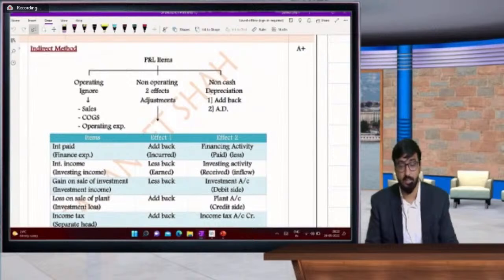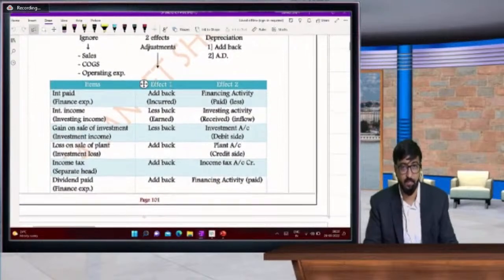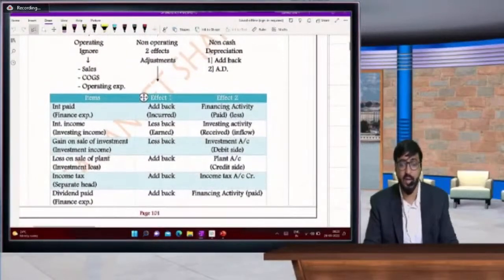P&L items, please, for the next 5 minutes have patience and 100% understanding. In the P&L account, we have some operating items like sales, COGS, operating expenses. Just ignore that. Non-operating items are also there. We have to give 2 effects. I have given the list of those 2 effects. And non-cash expenditure like depreciation, add back, and accumulated depreciation. So non-operating items, please give 2 effects. Ignore operating items. Non-operating items, we have to give 2 effects.